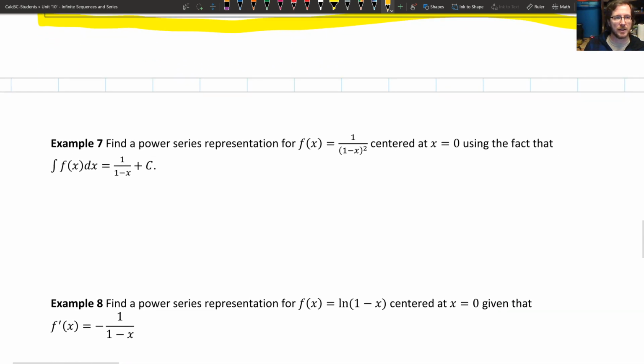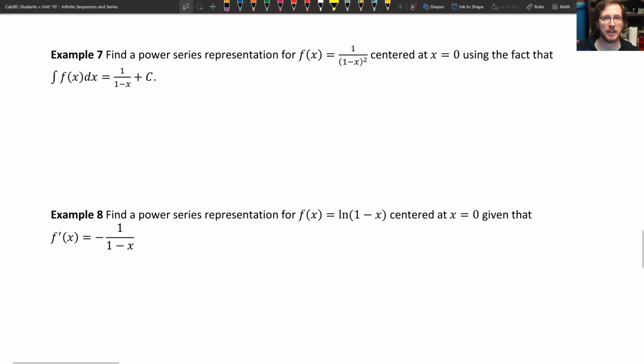All right, so let's look at how this is going to play out. Looking at example 7, we've got 3 examples that we're going to look at. The third one has multiple parts to it though. Example 7 says find a power series representation for f of x, which is 1 over (1 minus x) squared, centered at x equals 0, using the fact that the integral of f of x dx equals 1 over 1 minus x plus C.